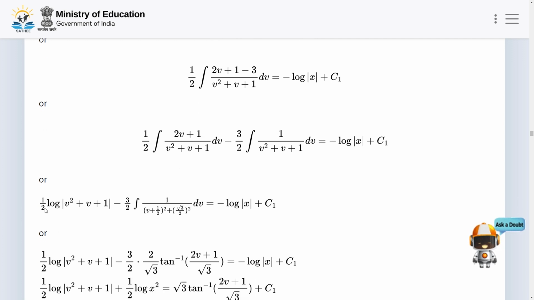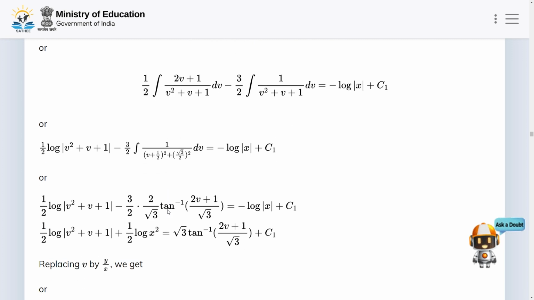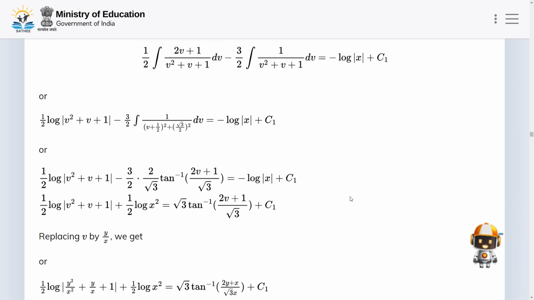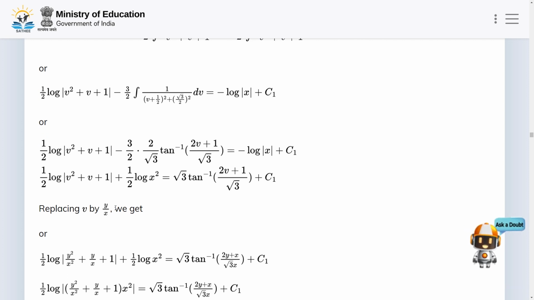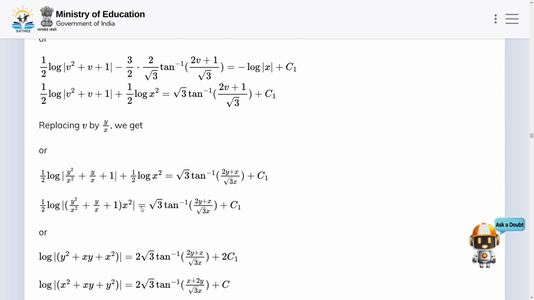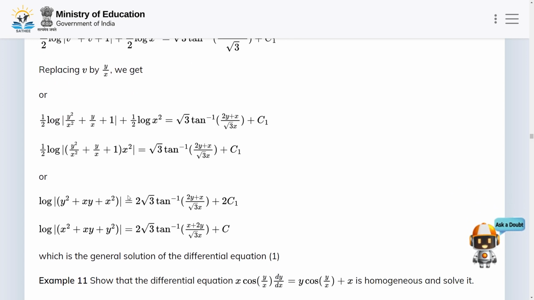For this part you will get half of log modulus of v square plus v plus 1. Now for this, after completing the square, you will get this form, and this is of the form 1 by a tan inverse x by a. So you will get your answer in terms of v as this. Now replace your v by y by x. Replacing v by y by x, you will get your final answer. Let me just show you, and do the respective steps.